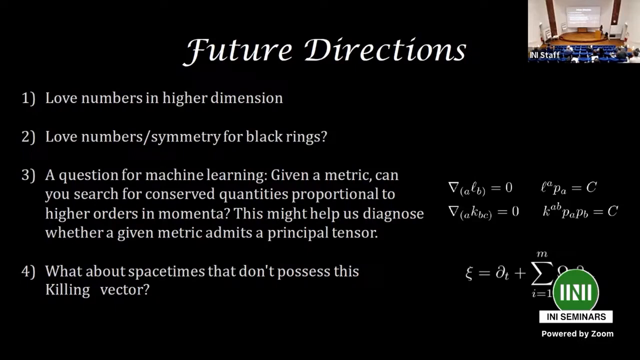Then number 4 is, what about spacetimes that don't possess a killing vector like this? That might be nice to look at. So those are just a few future directions, and I am right on time. So that's it. Thanks.